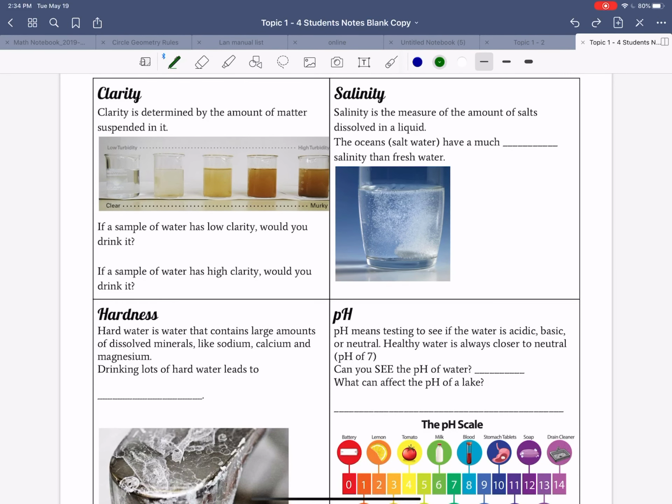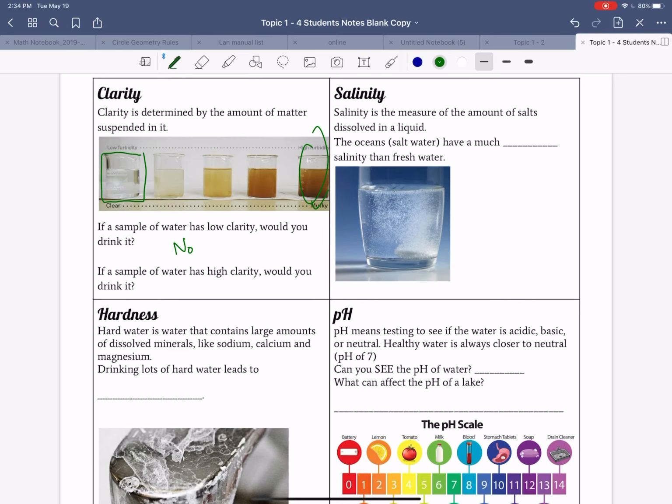Clarity basically means the water is not murky, it's clear. Okay, this is high clarity, low clarity. And if a sample of water has low clarity, would you drink it? It's like this cup of water, would you drink it? I would not drink it, because you don't know what chemicals are dissolved in it. You don't even know whether it's dissolved salt or sugar or something like that. There's something you cannot see, so you cannot drink it, no.